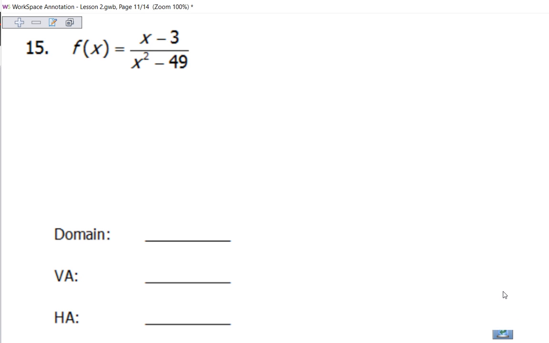Next one, number 15. Looking at the numerator, what's the biggest power for the numerator? X. What's the biggest power for the denominator? X squared. So where's the biggest power, top or bottom? So if it's bottom heavy, what's the horizontal asymptote? Y equals 0. And how do we find the vertical asymptote?